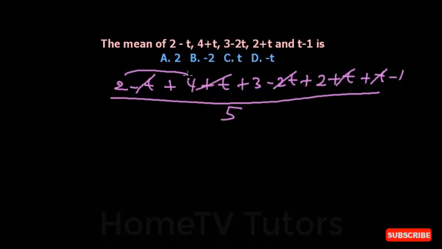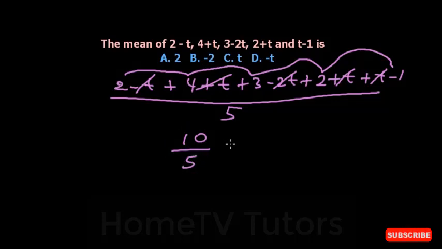So we're left with 2 plus 4, that's 6. 6 plus 3, that's 9. 9 plus 2, that's 11. 11 minus 1, that's 10. So we have 10 over 5. When we divide that, we have 2 as the mean. So the answer option A is the right answer.